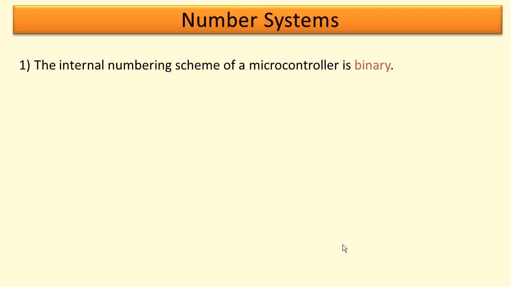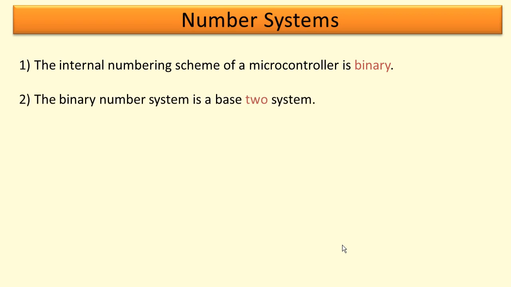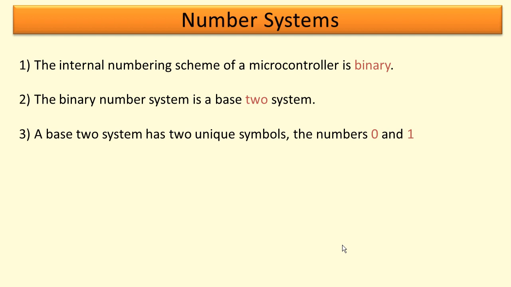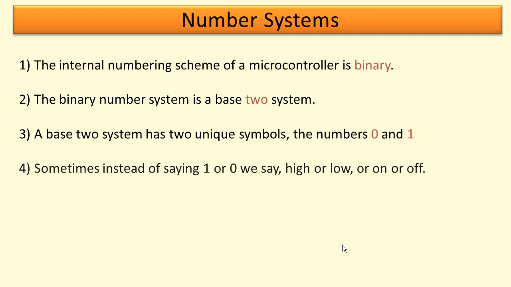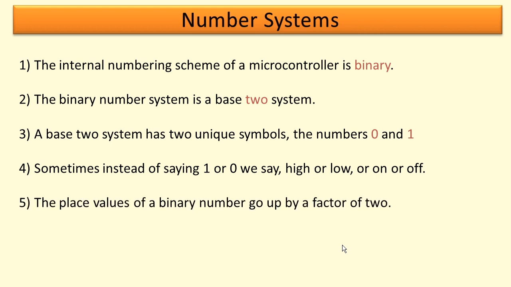The internal numbering scheme of a microcontroller is binary. The binary system is a base 2 system. A base 2 system has 2 unique symbols, the numbers 0 and 1. Sometimes instead of saying 1 or 0, we say high or low, or on or off. The place values of a binary number go up by a factor of 2. We'll take a look at that in the next slide.